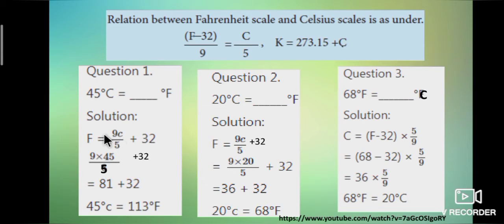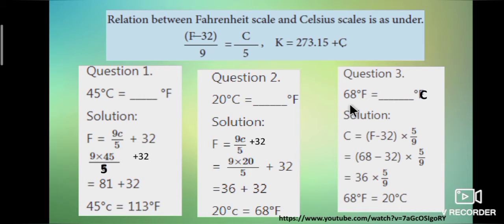C value is 45. So 9 into 45 divided by 5 plus 32. It is 81 plus 32. So 45 degrees Celsius is equal to 113 degrees Fahrenheit. Like that, second problem, 20 degrees Celsius is equal to how much degree Fahrenheit? Let's see the answer. F is equal to 9C divided by 5 plus 32. Then C value 20 degrees Celsius. So 9 into 20 divided by 5 plus 32. Then 36 plus 32. That is 68 degrees Fahrenheit. 20 degrees Celsius is equal to 68 degrees Fahrenheit.